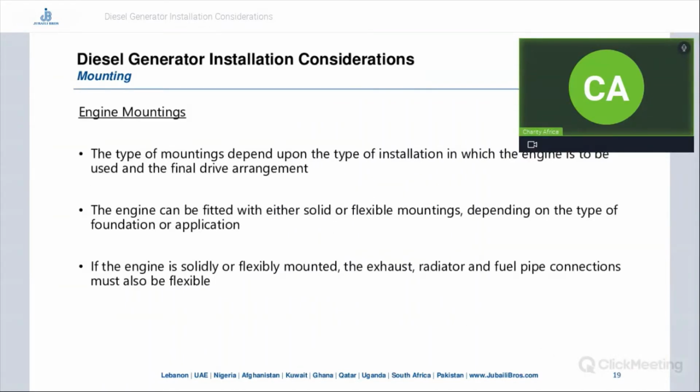The type of mountings depend upon the type of installation in which the engine is to be used and the final drive arrangement. The engine can be fitted with either solid or flexible mountings. Those are the two types of mountings, depending on the type of foundation or application. If the engine is solidly or flexibly mounted, the exhaust, radiator, and fuel pipe connections must also be flexible.